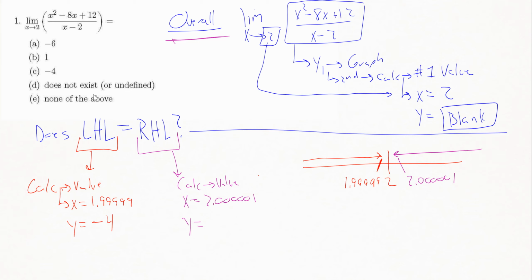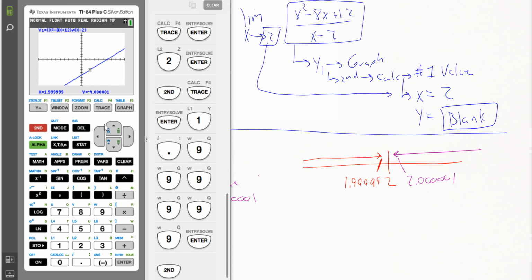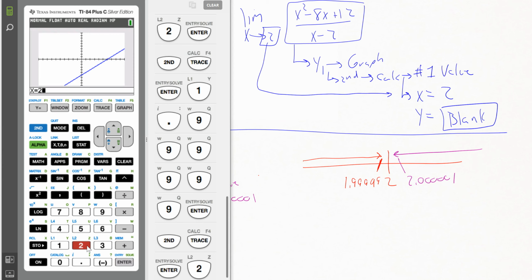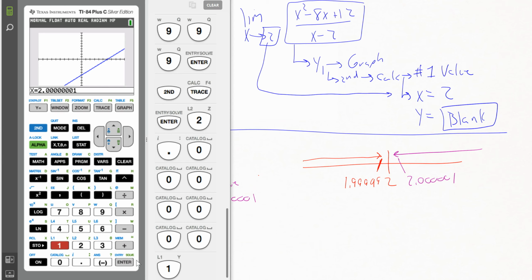If I plug that into the calculator and end up getting out the same y value that I just got, then my left-hand and right-hand limits would be equal and the overall limit would be the same. So going back into the calculator, hit second, calc, and then number one value, and this time we're doing it from the right, so 2.000000 and then a 1, and we get out -4 again.